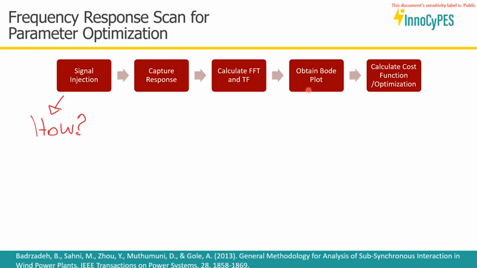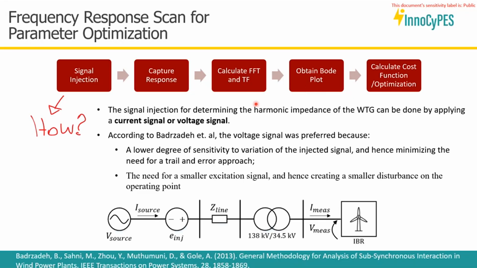But how do we do the signal injection, right? The signal injection for determining the harmonic impedance of the wind turbine generator. Here again we are using this test case with a generic wind turbine model, as we showed before. It can be done by applying a current signal or a voltage signal. So you have these two options. You can inject a current, you can inject a voltage. And according to this author, the voltage signal was preferred because they noticed a lower degree of sensitivity to variation of the injected signal, and hence minimizing the need for a trial and error approach.